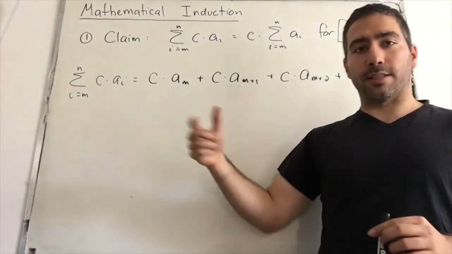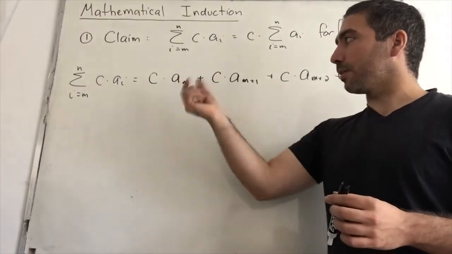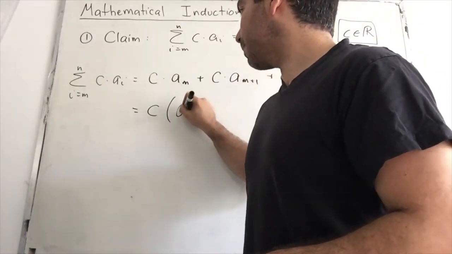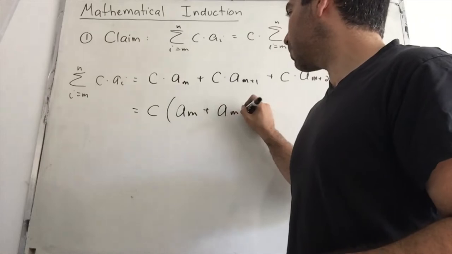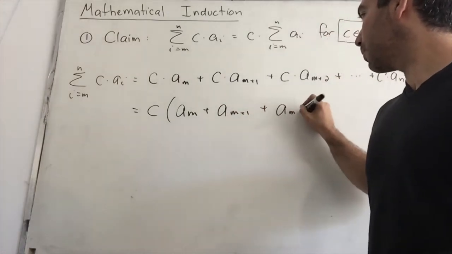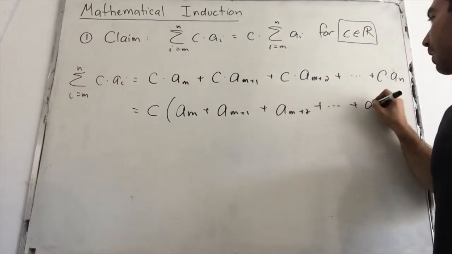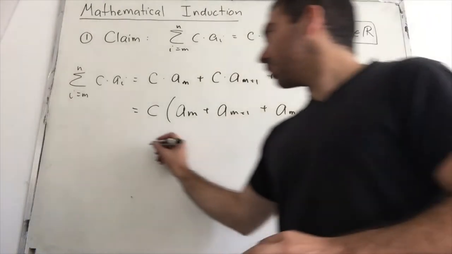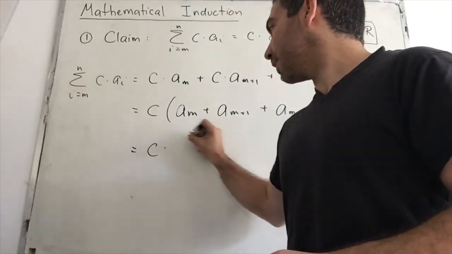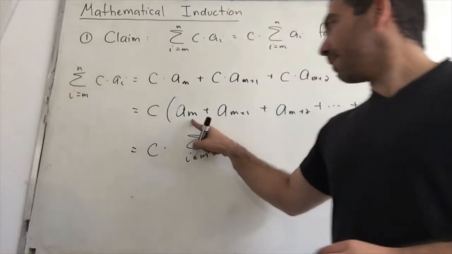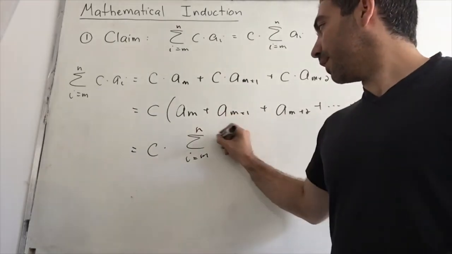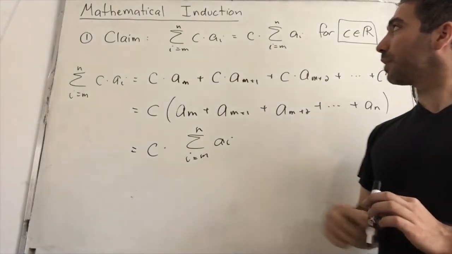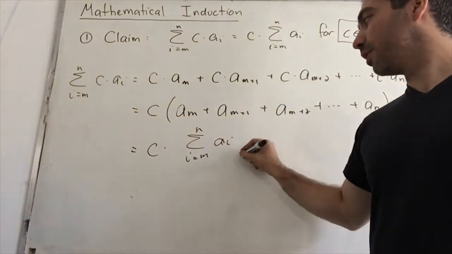Notice that each term in here has a c involved, so what we can do is just factor out a c. By factoring out a c, we're left with c times the quantity am plus am plus 1 plus am plus 2 all the way to an. Now we can just rewrite this as a summation. So this is equal to c times the sum starting at m all the way to n of ai. And that's the theorem that we wanted to prove. We started off with this, ended up with this, we are done.